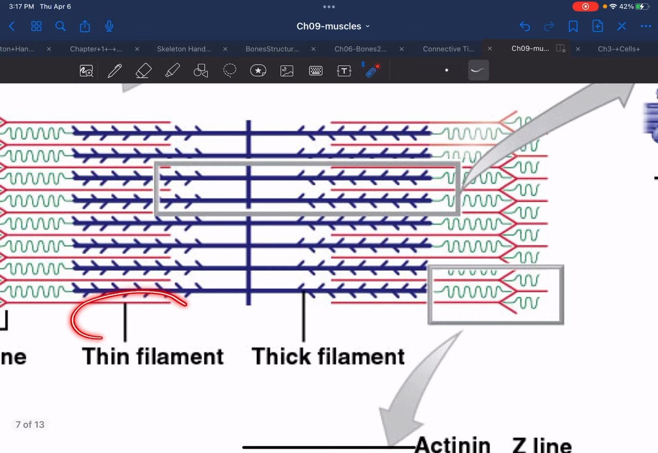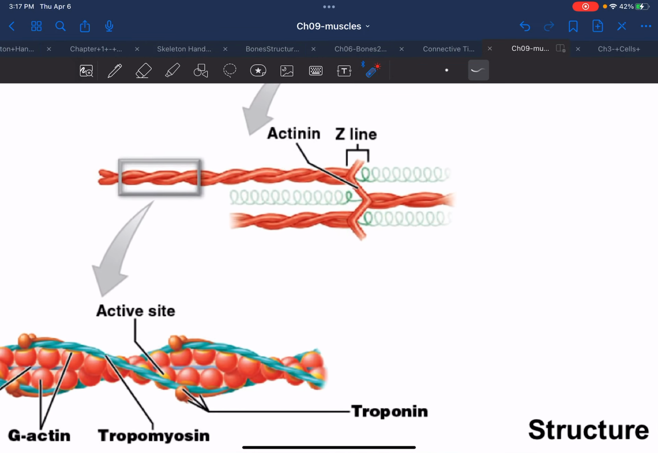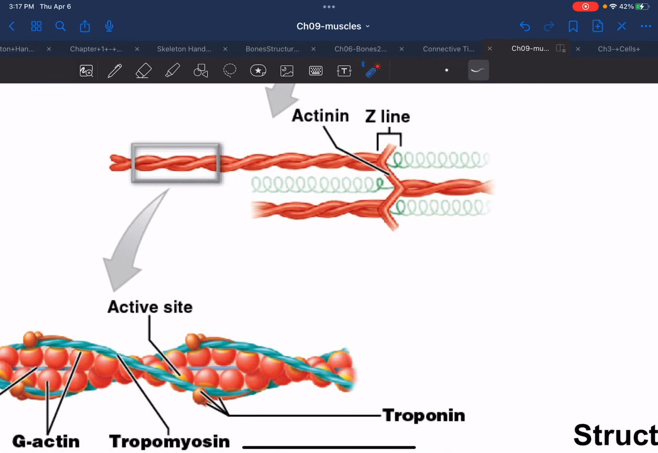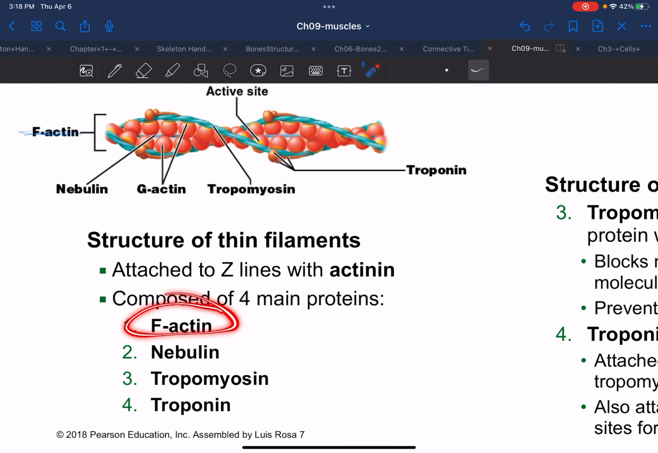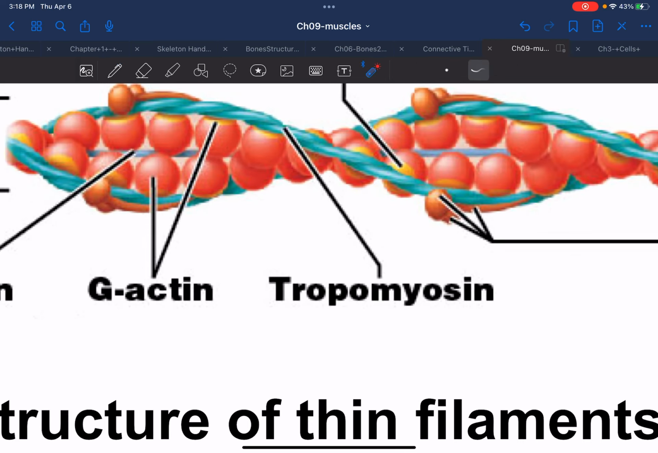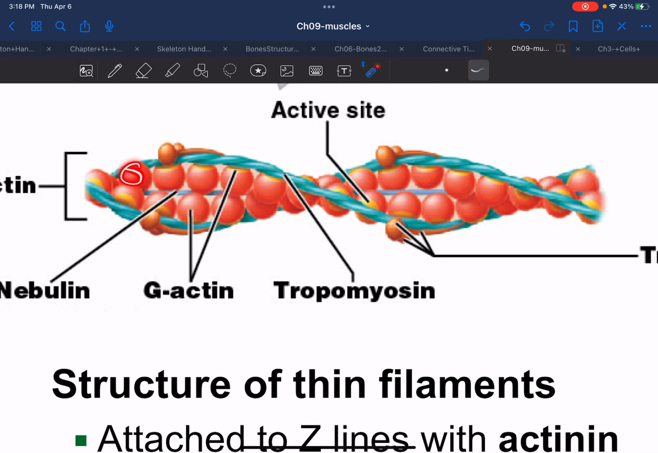Our thin filaments, which are these red, pinkish ones, you can see that they're slightly different, and it's composed of F-actin, nebulin, tropomyosin and troponin. Now, F-actin is the name of the entire molecule itself, and nebulin, what it does is that it keeps all of these actin molecules anchored together. So I'm going to repeat this one more time.